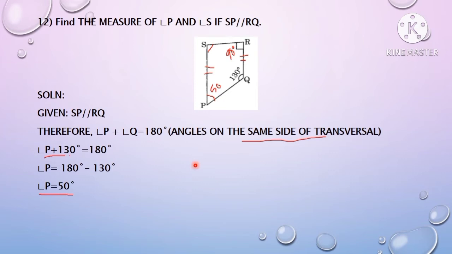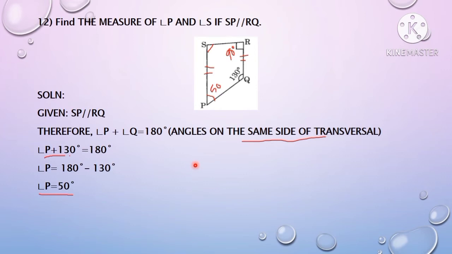They have given two angles. What are the two angles? Angle Q is equal to 130 degrees and angle R is equal to 90 degrees. What is the meaning of this symbol, children? The meaning is 90 degrees. So these two angles are given. Now we want to find out angle P and angle S.